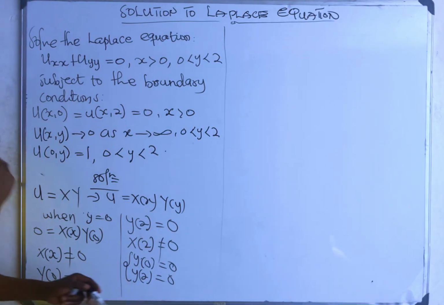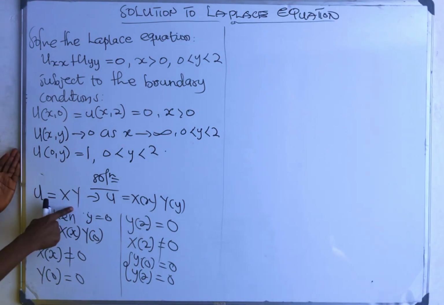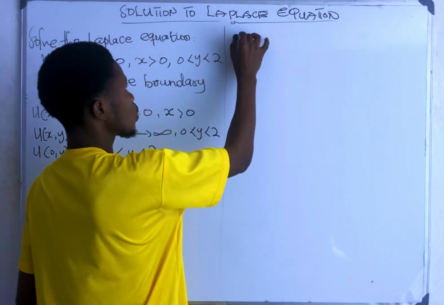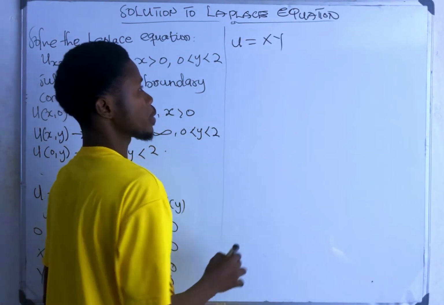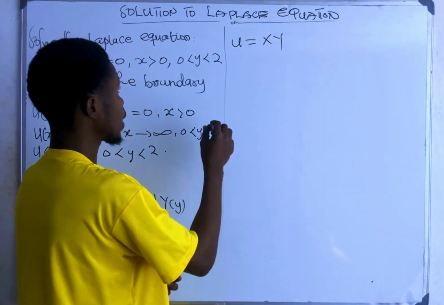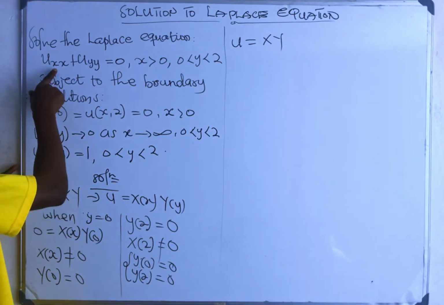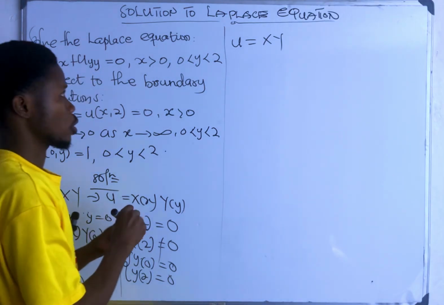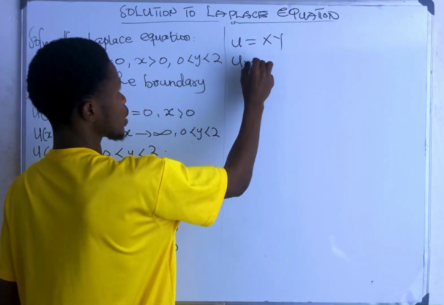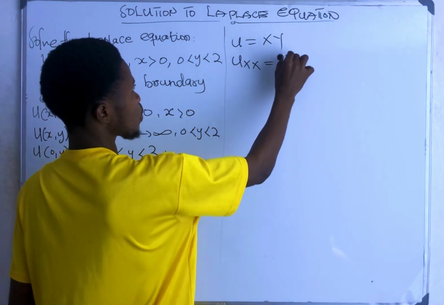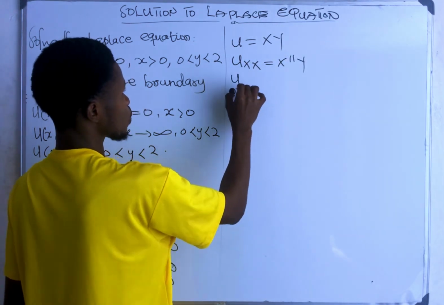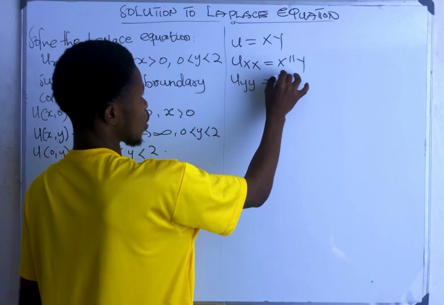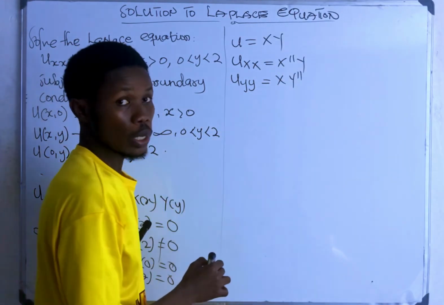So you are going to work on this. Now, this is the general solution that you have set for yourself. If you have set the general solution to be u equals X(x)Y(y), it means that you need to differentiate two times with respect to x and two times with respect to y. So with respect to x, this is going to be X''Y. Then with respect to y, this is going to give us XY''. So this is what you get.